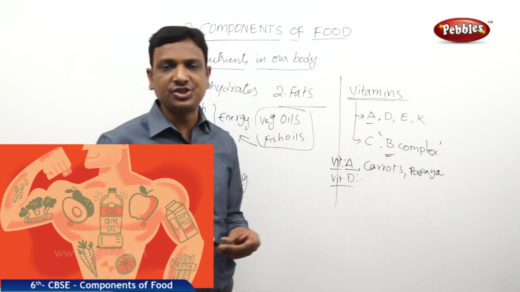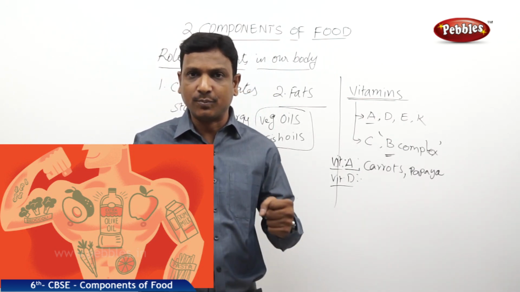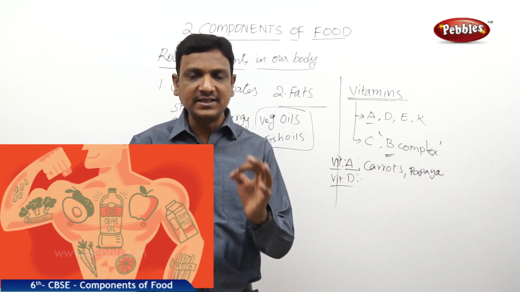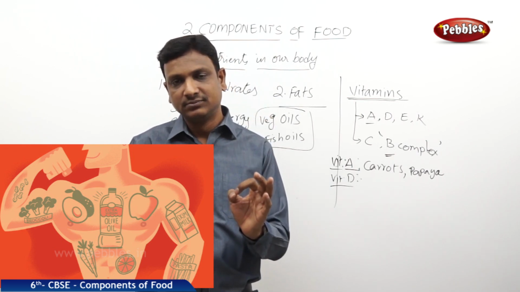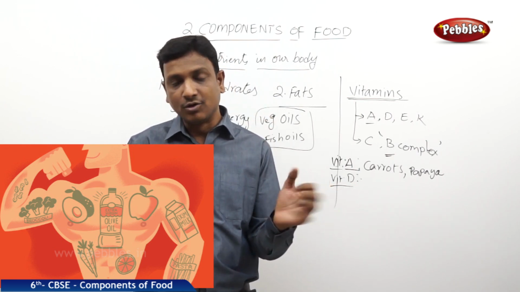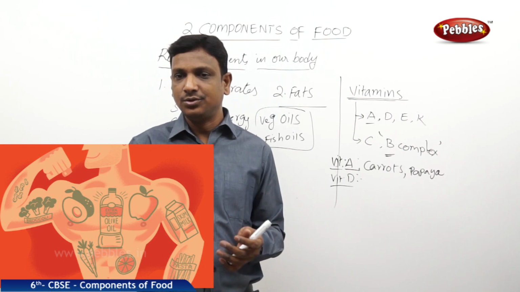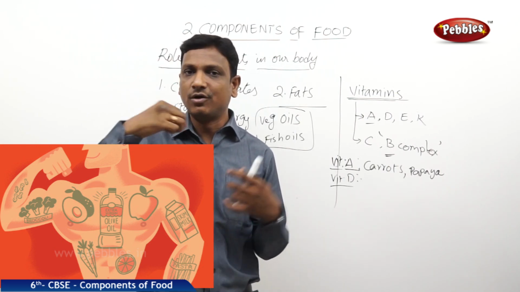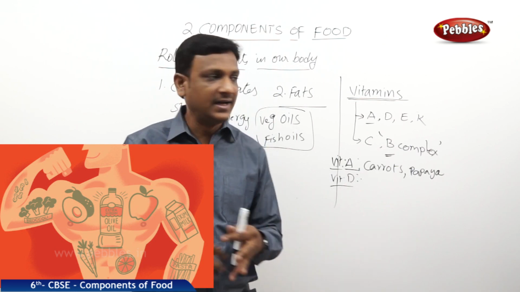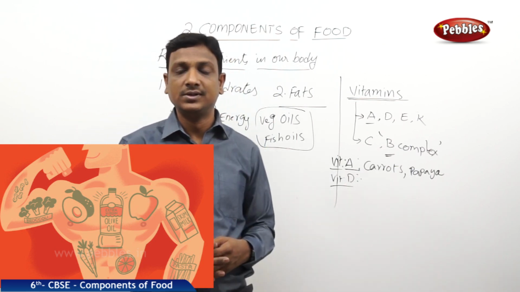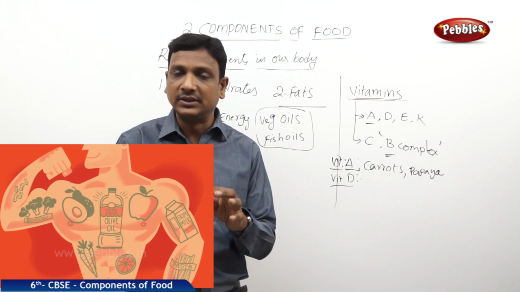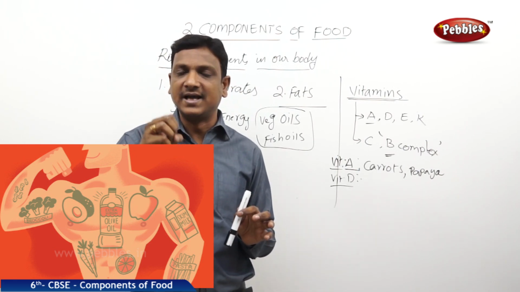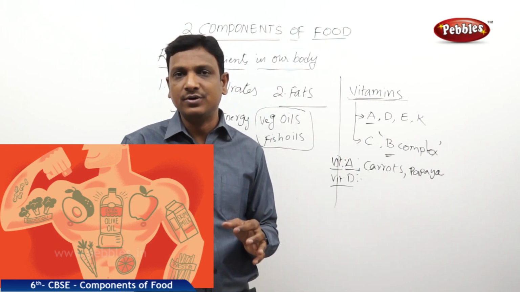Vitamin D is very important for the proper growth of our bones and teeth. Bones and teeth in our body need calcium. But without vitamin D, your body cannot absorb calcium. You drank one glass of milk, it has calcium. But it will not go to your bones and teeth unless you have vitamin D in your food. So vitamin D helps with the proper absorption of calcium from the food into your body.